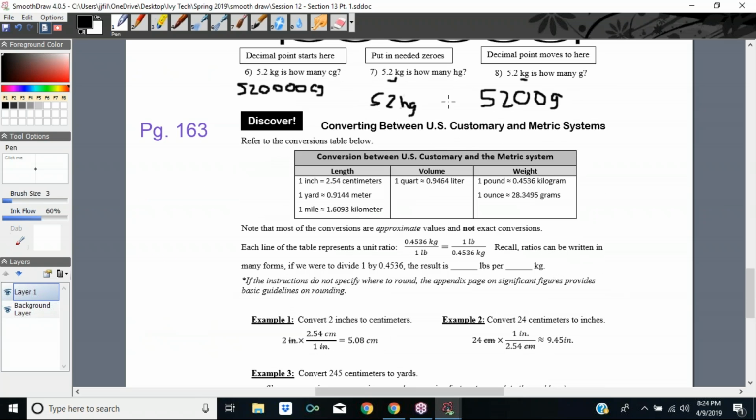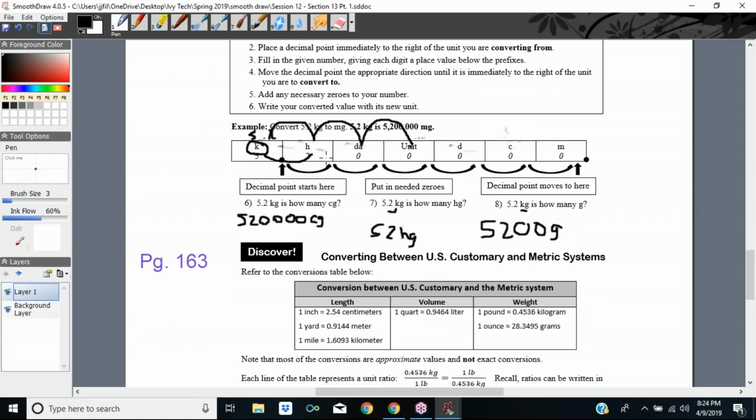So the metric system is just about moving the decimal on that chart. How many places do you need to move it? If you move it to the right, you're multiplying. If you move it to the left, you're dividing.